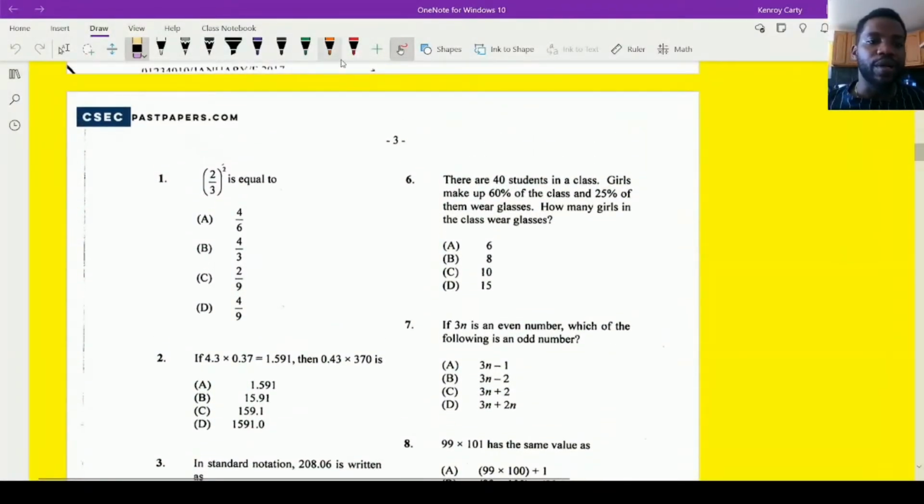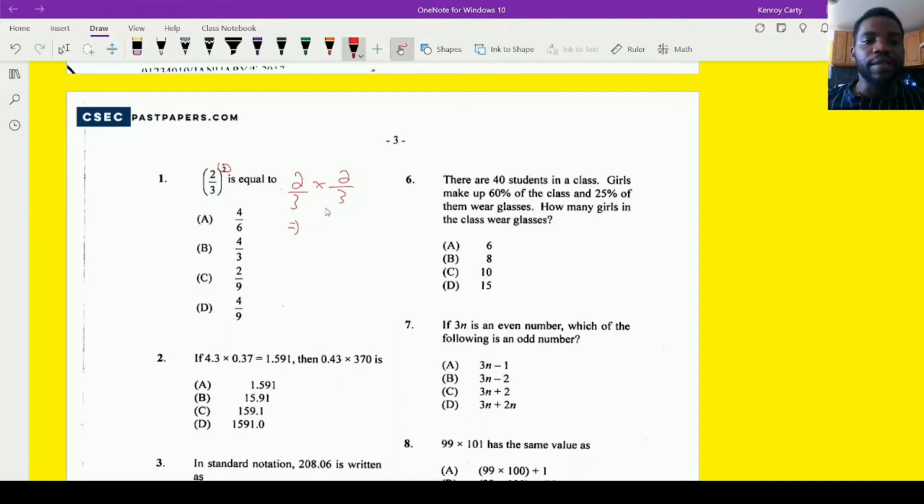Now we start with question 1 that says (2/3) all squared is equal to. Now this little 2 here is what tells us that it is squared. Now what does it mean? Whenever you square something, it means you multiply it by itself. In other words, I'm going to have 2/3 multiplied by 2/3.